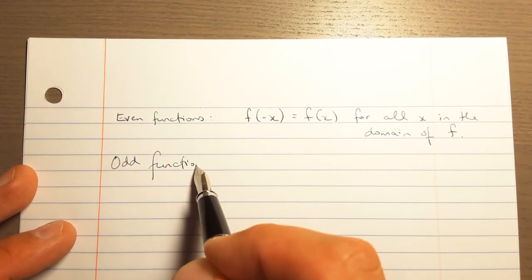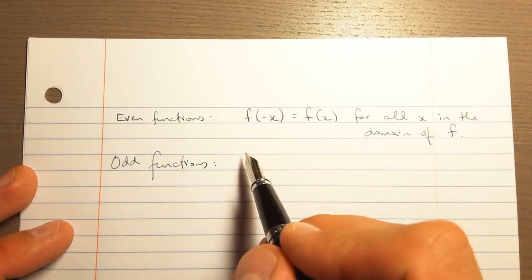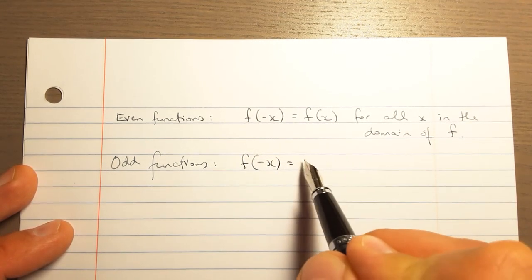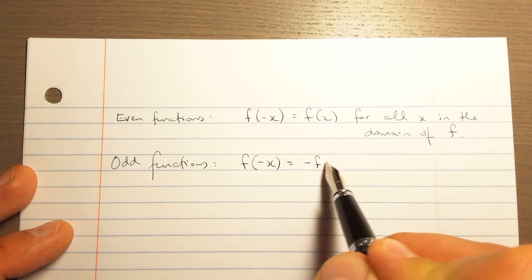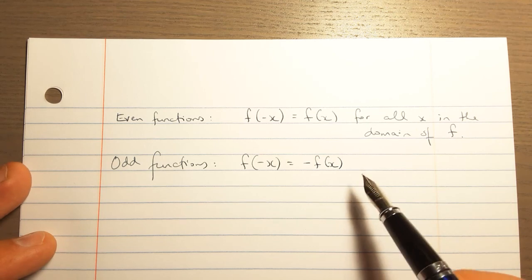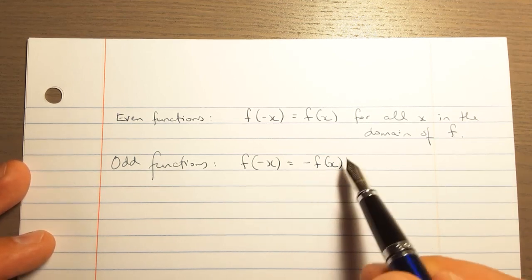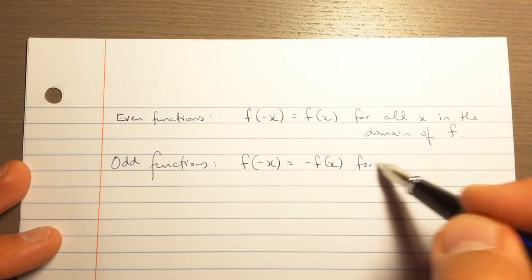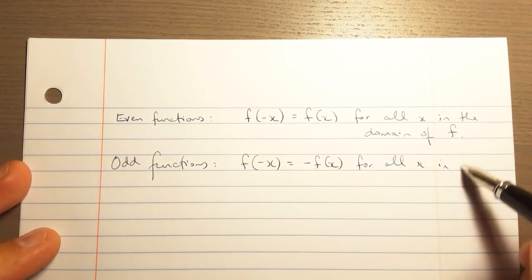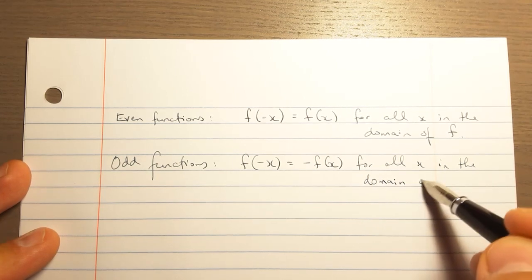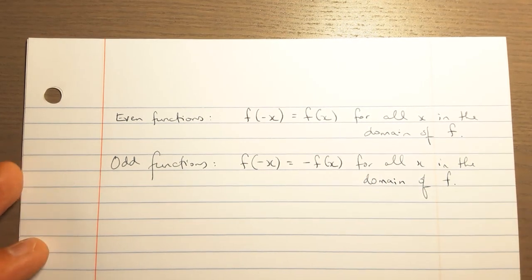Now for odd functions, we also have a different algebraic way to record it, and it looks like this. If you take f of negative x, you don't get f of x, you get negative f of x. You get the same thing, but it's been flipped over as well. So it's reflected twice, reflected to the left and reflected down is a good way to think about it. For all x in the domain of f.